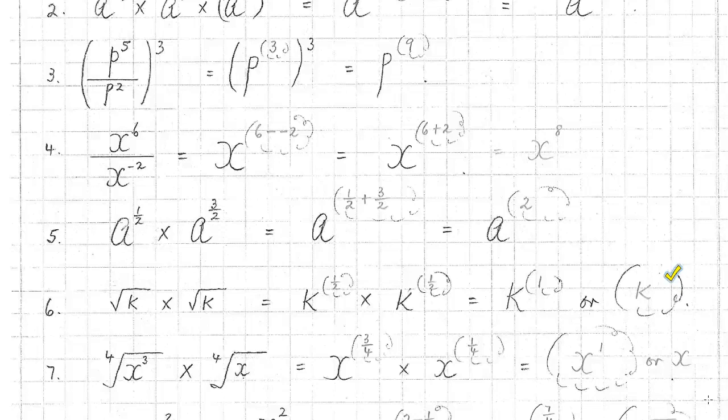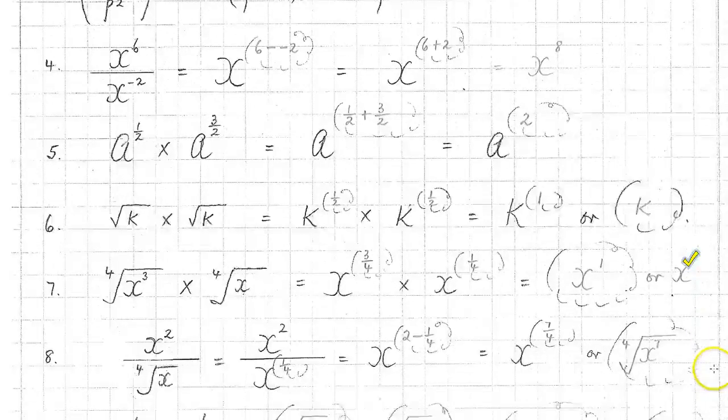Right. Number 7. x to the power 3/4 times x to the power of 1/4. Remember, you divide by the root in the power. 3/4 plus a quarter is 1, and you're finished.